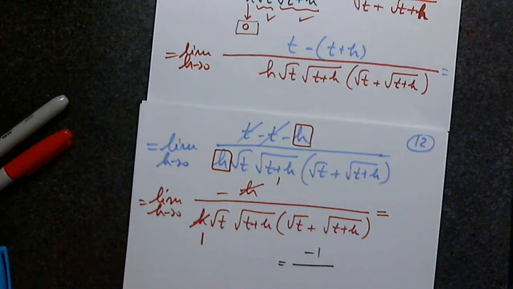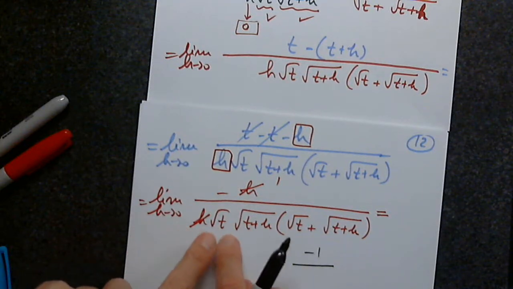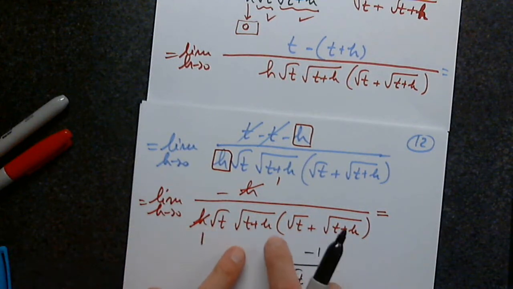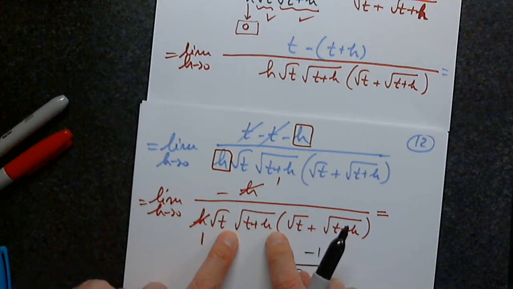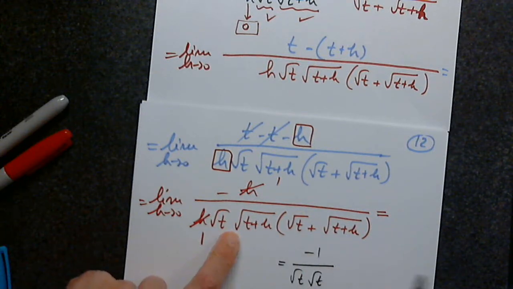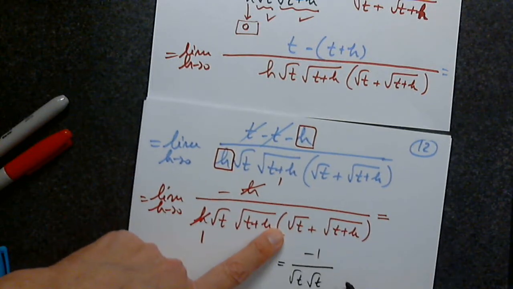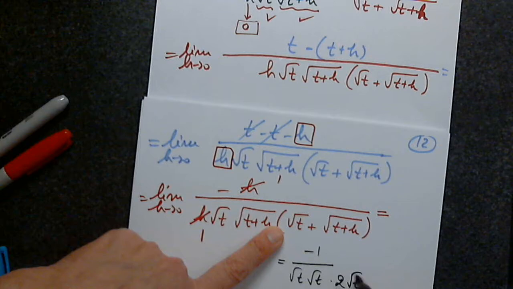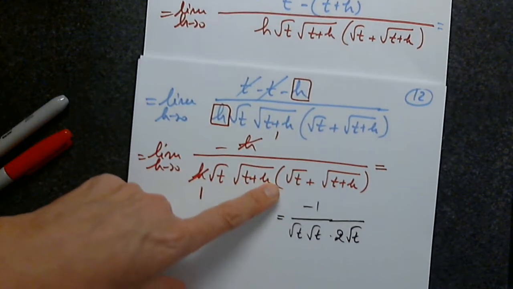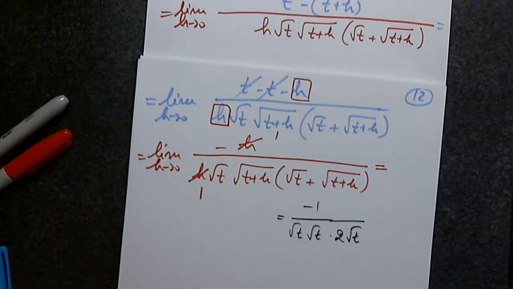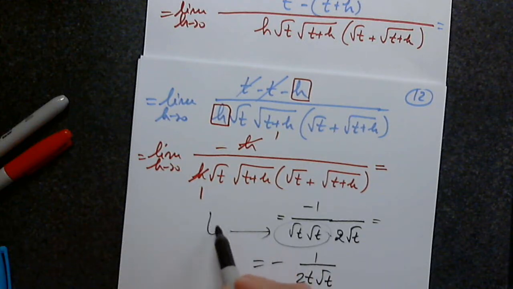Can anyone give us the denominator? Of course, when h approaches 0, this is the square root of t. Where does this go? Square root of t. Very good, the square root of t. Where does this go? Plus, exactly, multiply by 2, the square root of t. So finally we get -1 over 2, this is t times the square root of t. This was changed into t.